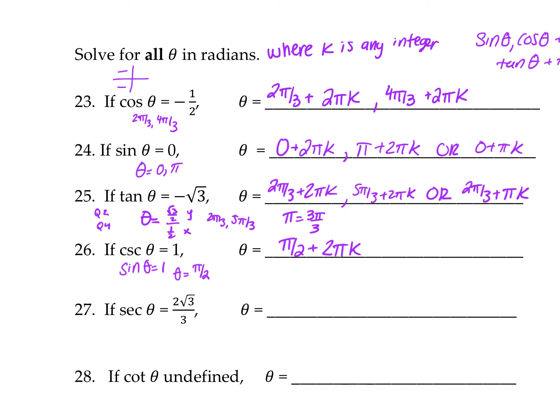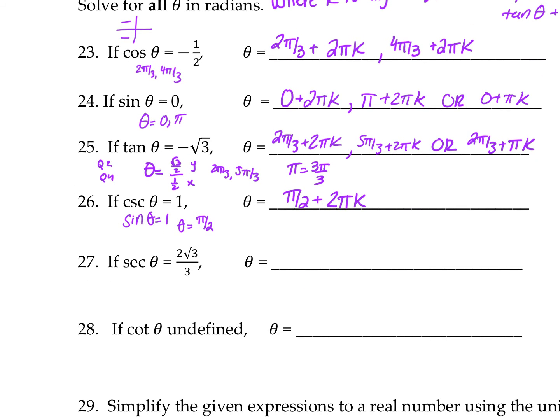Number 26. So cosine, so this is a rationalized value. So basically, when is the cosine root 3 over 2? Cosine is positive in 1 and 4. So that means it would be true for pi over 6 and 11 pi over 6. So pi over 6 plus 2 pi k and 11 pi over 6 plus 2 pi k.